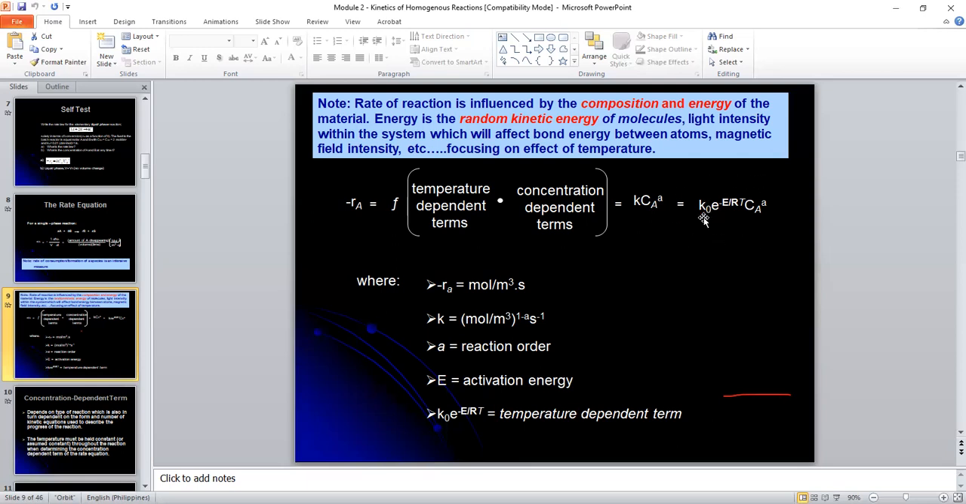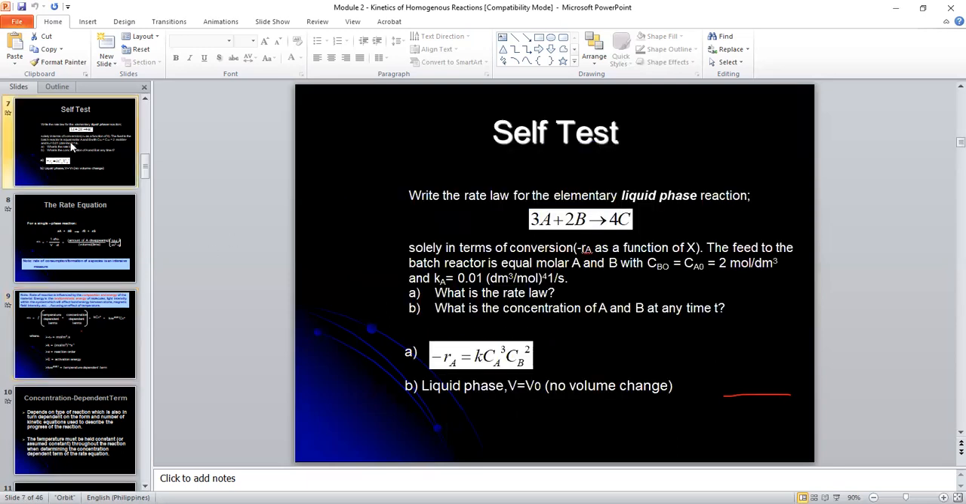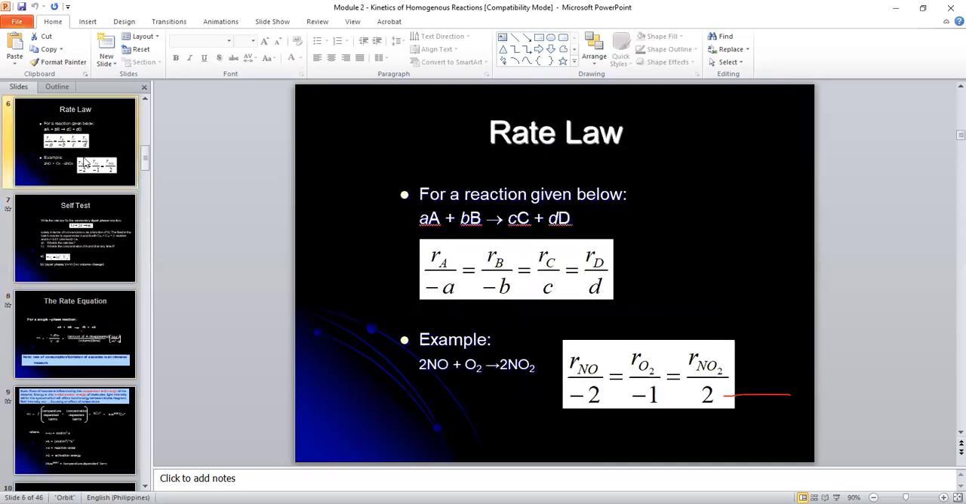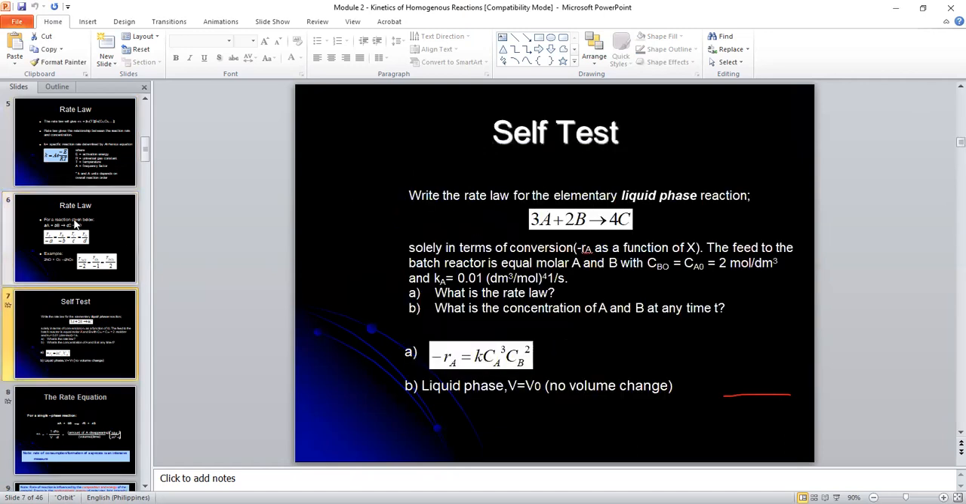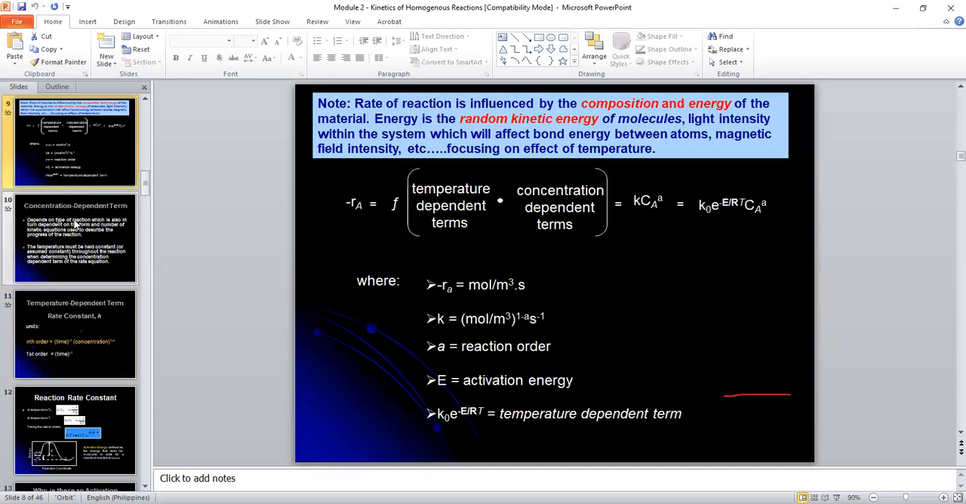So you can see now that I have changed the frequency factor, the capital letter A. Let me check here. Let me go back. Okay, so you have here the capital letter A, the frequency factor, and I have changed it to k sub o already. So you can see here it was changed to k sub o.